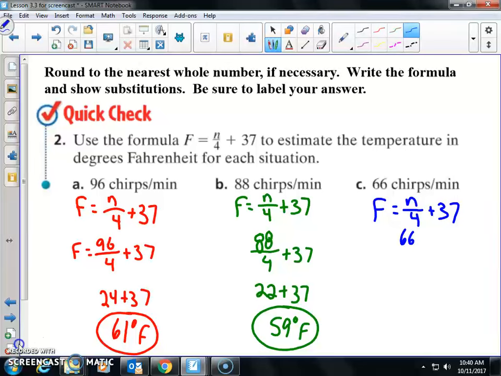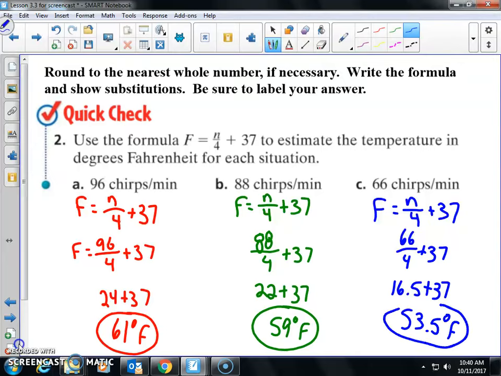Here, 66 over 4 plus 37. 66 over 4 does get you a decimal, but that's okay. We can have decimals. 16 and a half plus 37 gives us 53 and a half degrees Fahrenheit. And some people wonder, is it okay to have decimals in the temperature? Absolutely. If you think of normal human body temperature, 98.6 degrees.